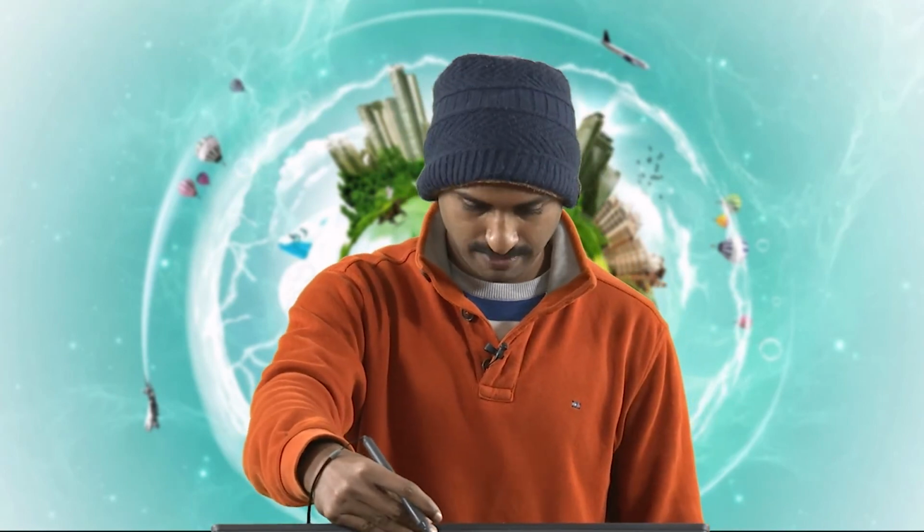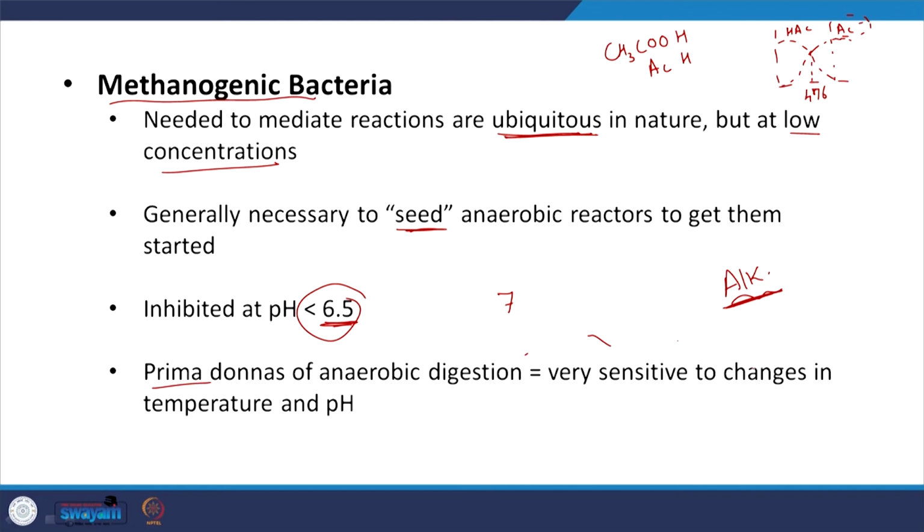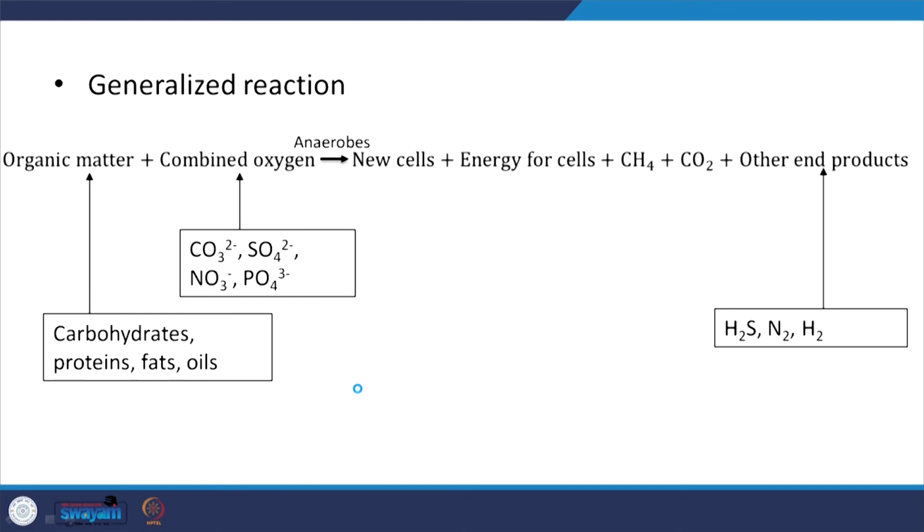So, let us see what else we have. As I mentioned, the prima donnas are very sensitive to temperature and pH too. Let us look at the generalized reaction. You have the organic matter, carbohydrates, proteins and such, as substrate and source of carbon. And what is the typical electron acceptor? It can be sulfates, nitrates, carbonates or such. Anaerobes use it for formation of new cells and energy for the cells. They have to thrive: one is reproduction, one is the energy for the cells to function, and in that process you are going to have CH4, CO2 and some other end products like H2S, N2 and H2.